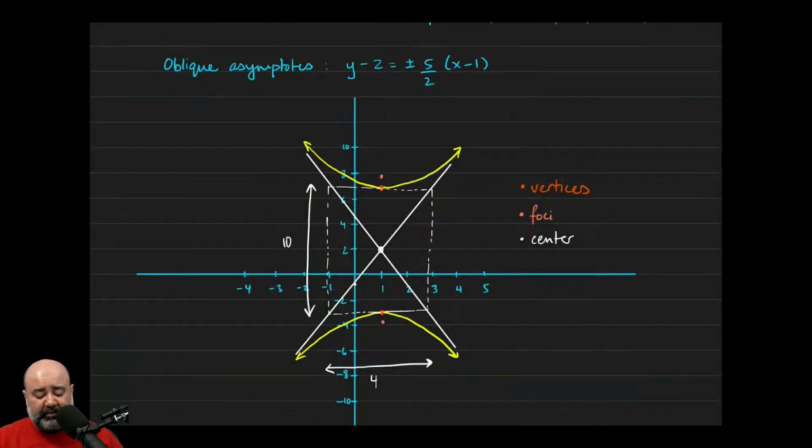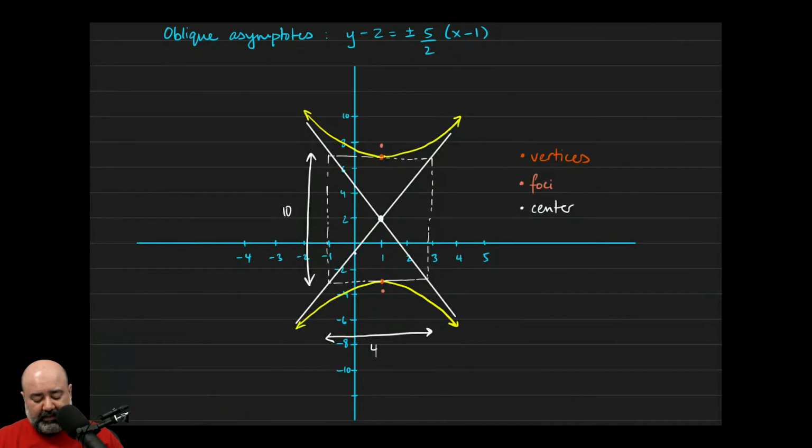The oblique asymptotes, because this is a vertical transverse axis, are going to be y minus 2 equals plus or minus a, which is 5, over b, which is 2, times the quantity x minus 1. Now, had this been a horizontal transverse axis, the equations for the oblique asymptotes would be the same. They would just be flipped. The slope would be flipped. So this would be 2 over 5, b over a.